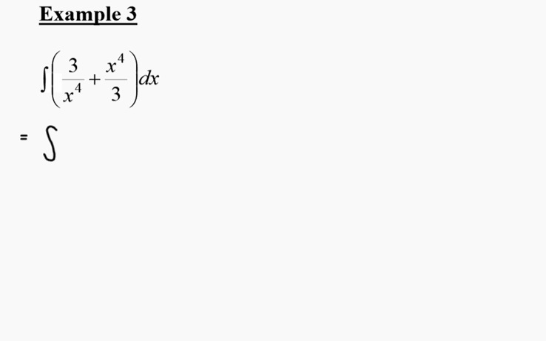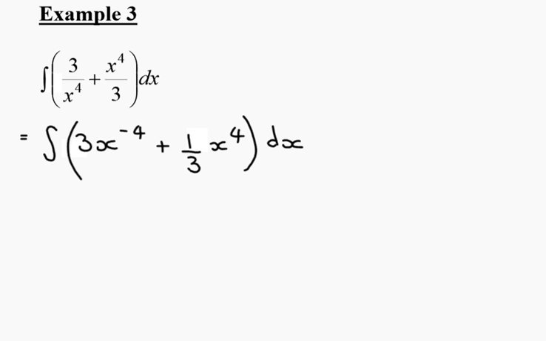I can rewrite the first one as 3x to the negative 4. Then I can rewrite the second one, because remember when we wanted it in power form, we wanted it in coefficient base exponent. So this is the same as a third x to the power of 4. We take that third to get our coefficient. Remember your brackets, and you're integrating with respect to x. Now we can work with each one of these separately.